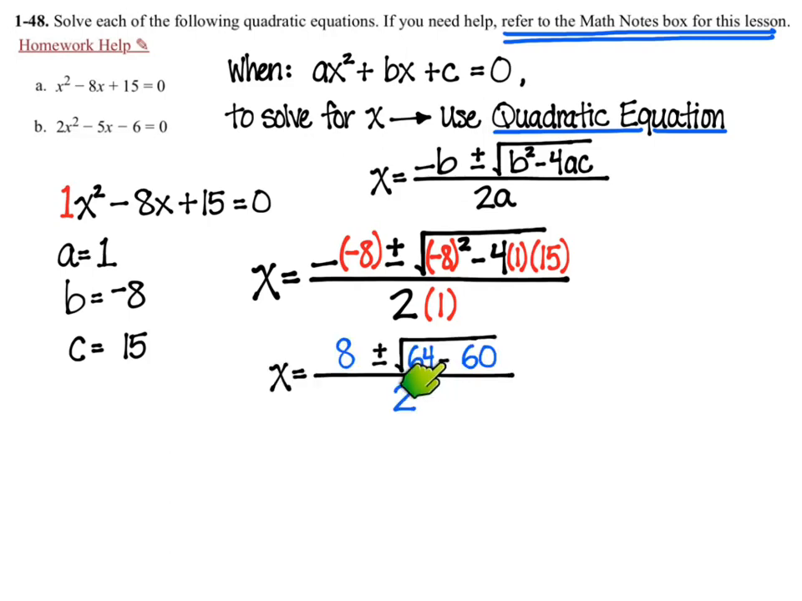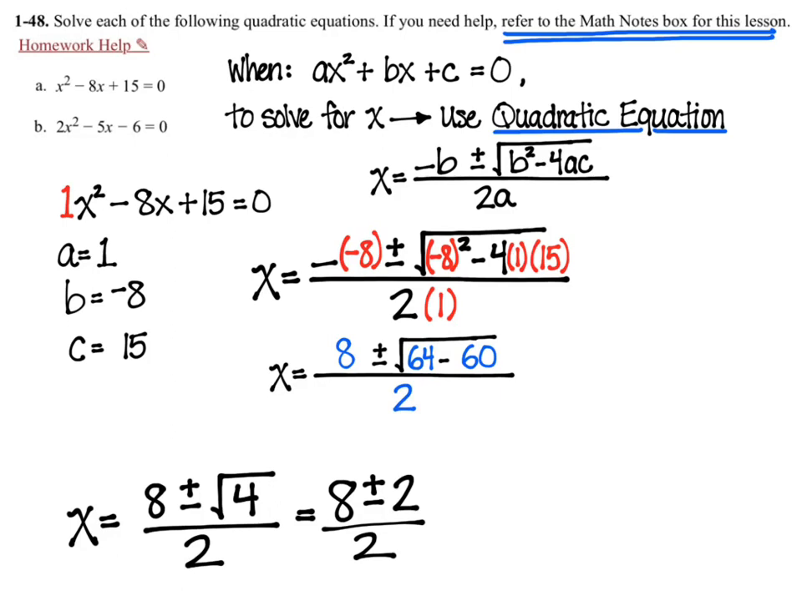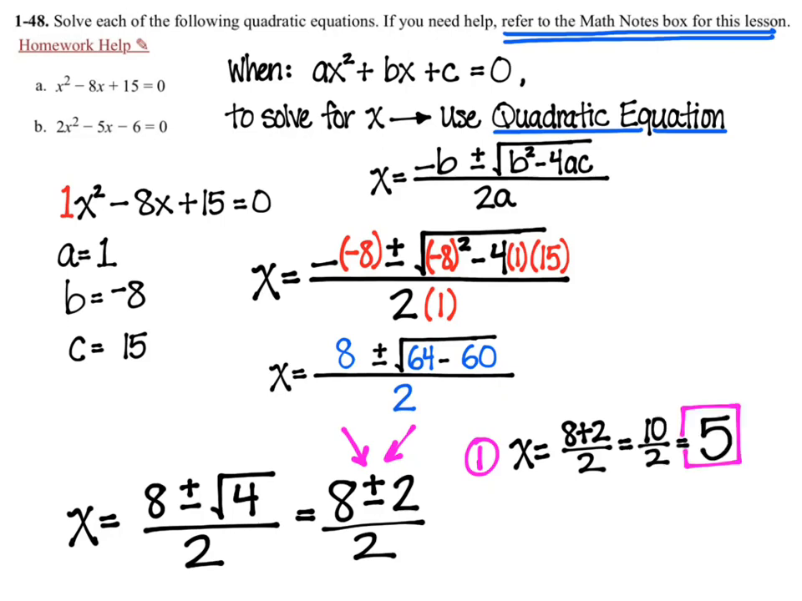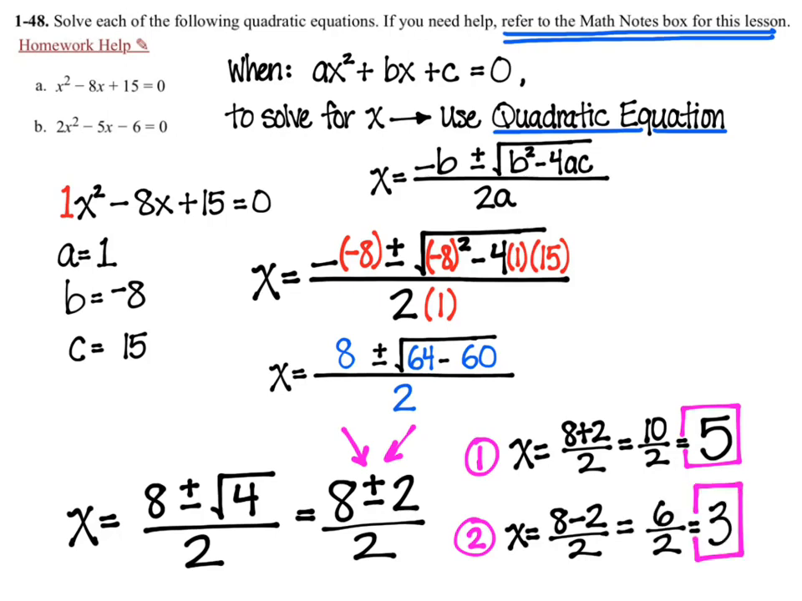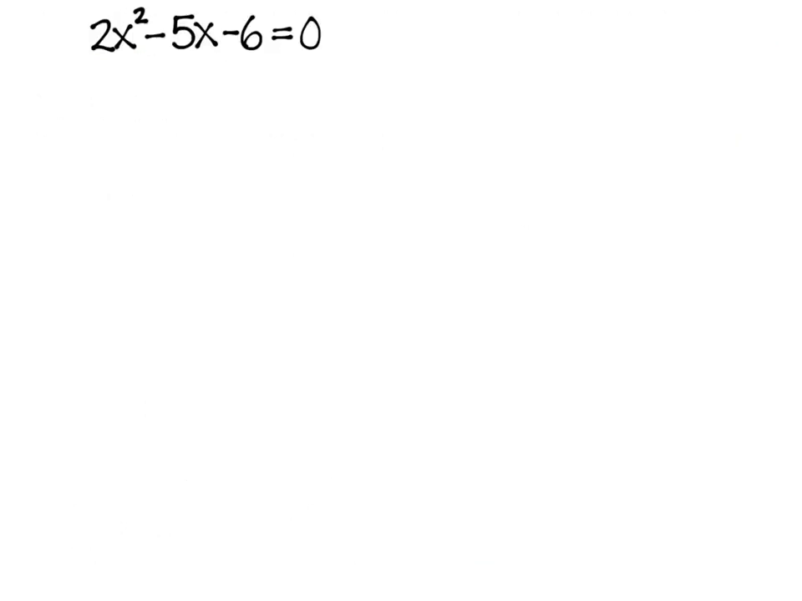And under the radical, this radicand, I'm going to simplify that, 64 minus 60, and I get 4. Now, I'm going to simplify the square root of 4, I get 2, but please note that that's a plus or minus, which means there's 2 possibilities. The first one is when it's 8 plus 2 divided by 2. We get 5. And the other one is when it's 8 minus 2 divided by 2, and we get 3. And so those are the answers. There's 2 answers to this problem.